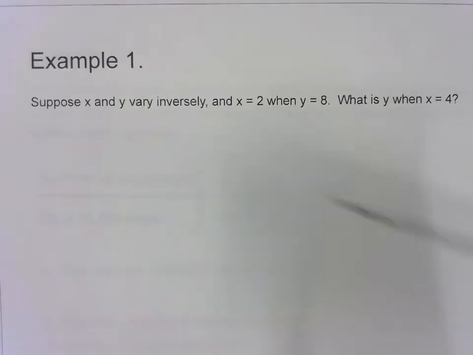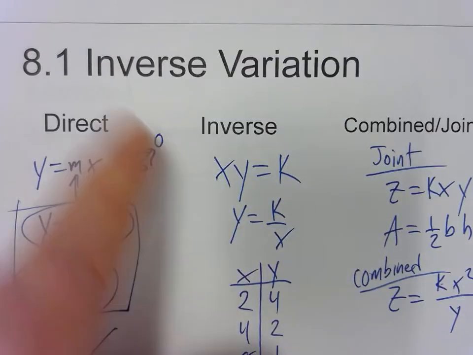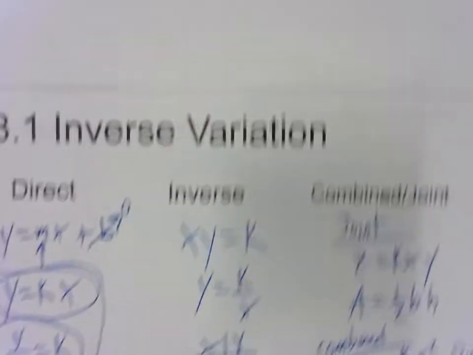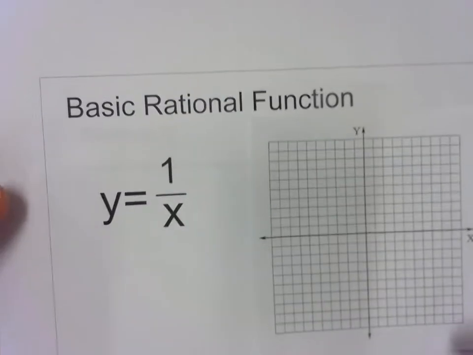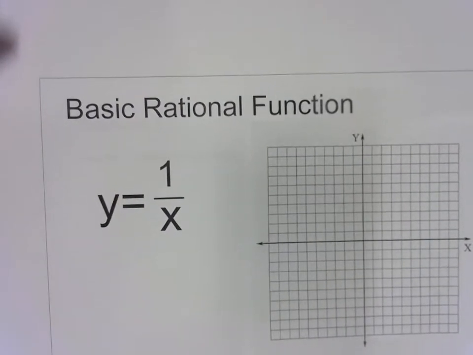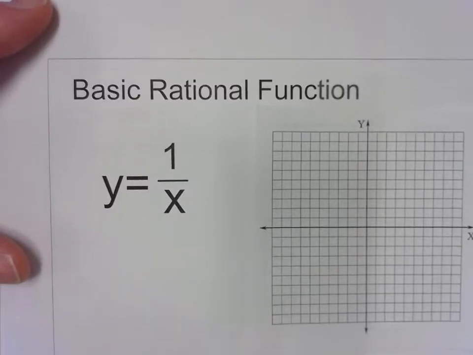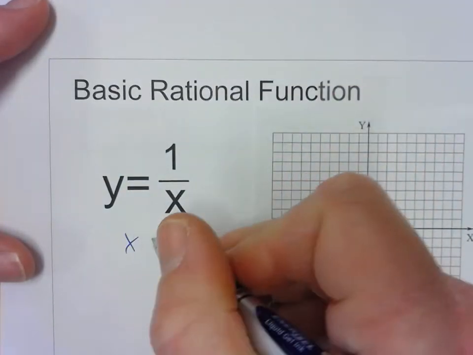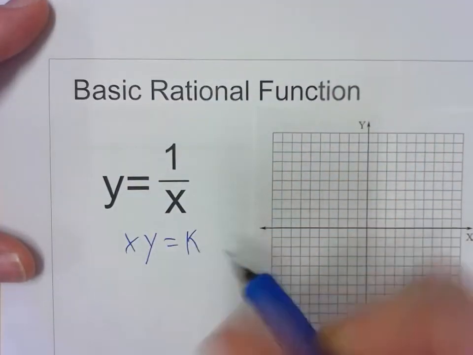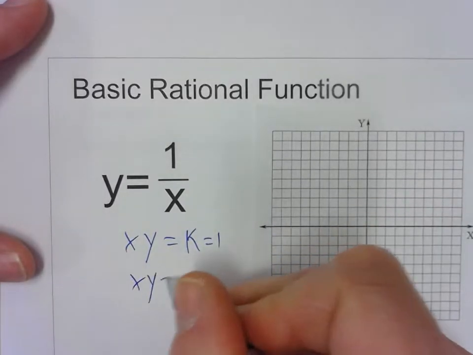All right. The main thing in this chapter is fractions and fraction functions. So we're going to focus on this idea right here, this inverse variation idea. The most basic inverse variation is your basic rational function, and that's y equals 1 over x. This is a situation where you have x times y is equal to k, like if you multiplied the x over, and the k is equal to 1, so we have x times y is equal to 1.